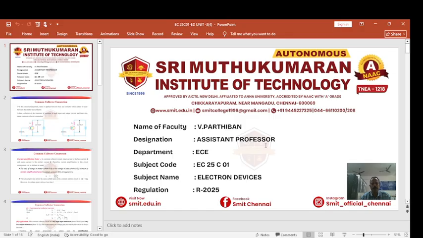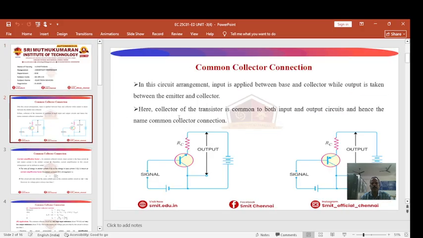Now I am going to talk about the subject called electron devices, which comes under the regulation R 2025. The subject code is EC25C01. Now I am going to talk about unit 3, under which the subtopic is common collector.